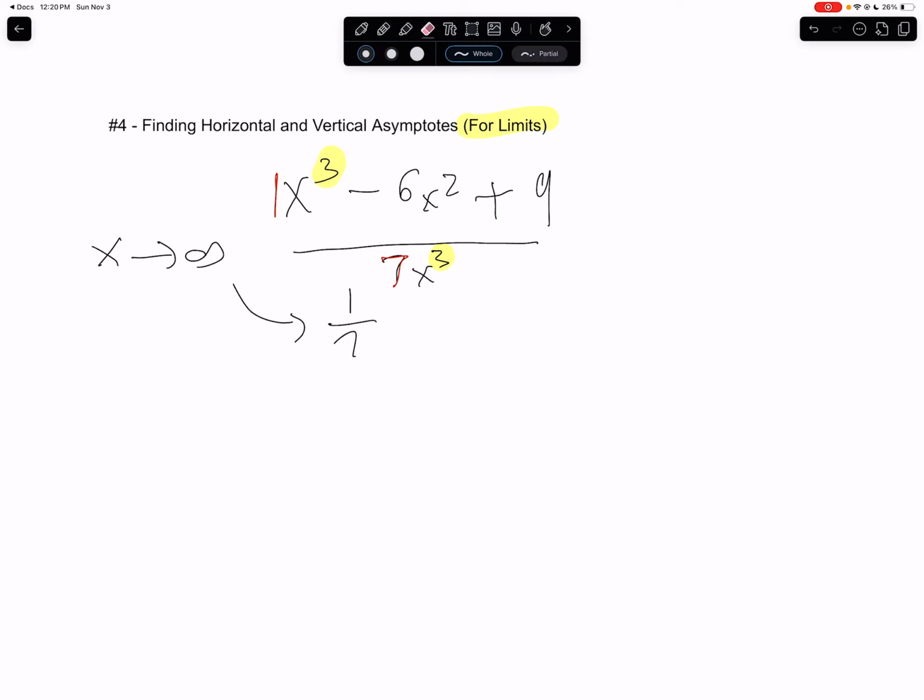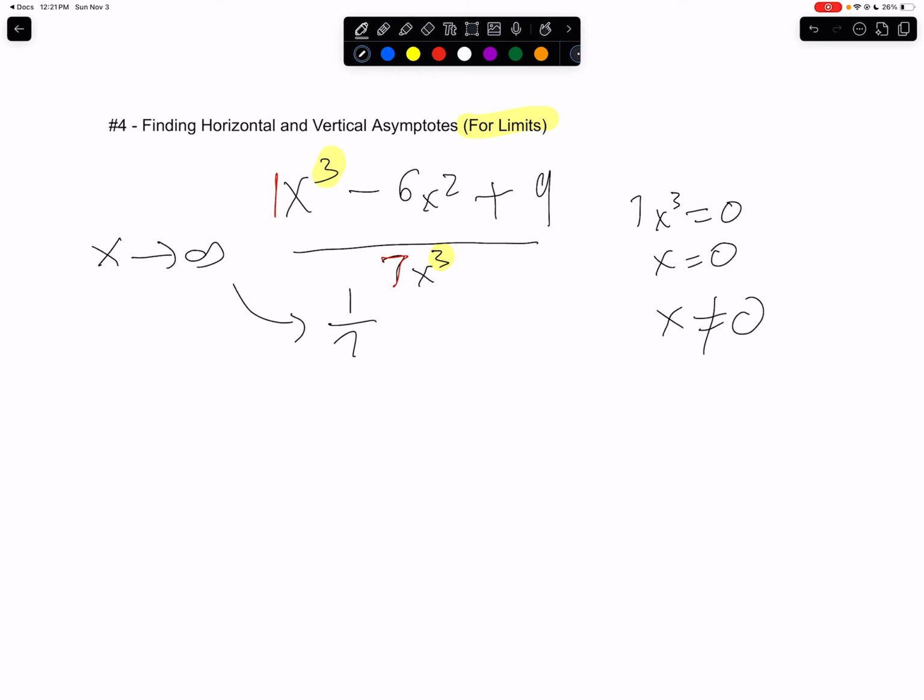For vertical asymptotes, you want to set the denominator equal to 0. So in this case, we just set 7x cubed equals 0. We know that x equals 0, so we can say x cannot equal 0, because if the denominator equals 0, then it's undefined, and that's the vertical asymptote. That's where the vertical asymptote will be located.